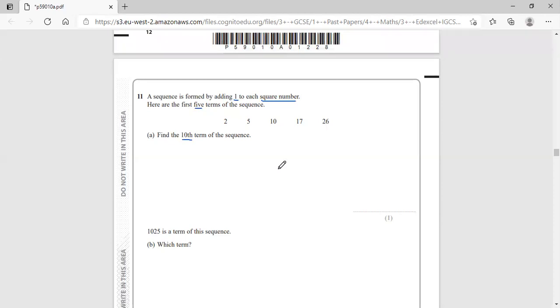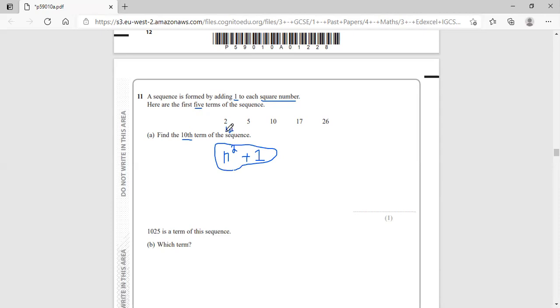So the first thing I would do here is write out the nth term. That means write out a formula for any term in this sequence. It's formed by adding 1 to each square number, so the nth term is going to be n squared, where n just represents any place in the sequence, plus 1. The n squared will make any square number if you put in a number, and then we add 1. Why don't you try this for the first place in the sequence.